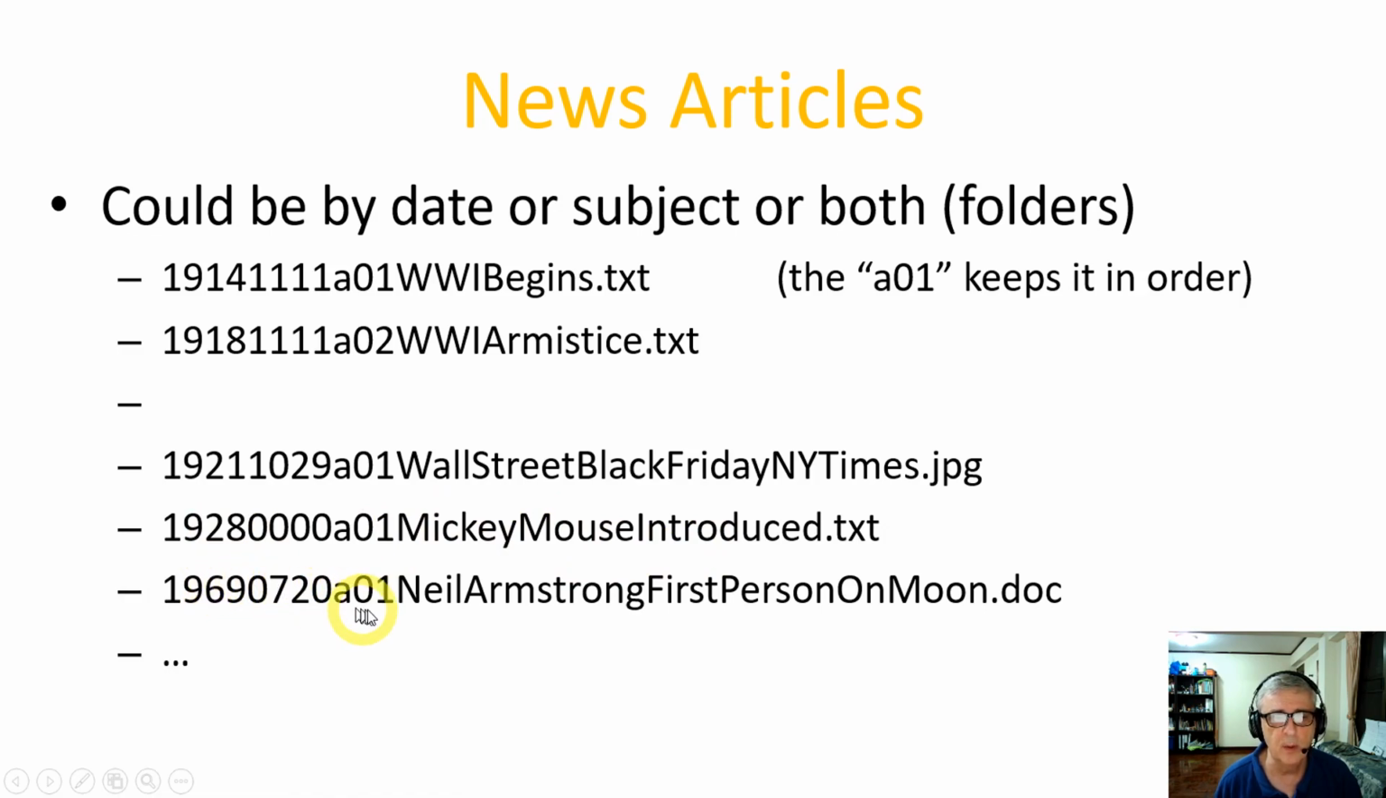1969, 07, 20, 01, Neil Armstrong, first person on the moon. So these are all things kept in historical order, and that helps, at least that's the way I prefer to do it. Again, you could sort these by subject by making a folder, for example, about Neil Armstrong, and you could put all the Neil Armstrong stuff in there. Okay.